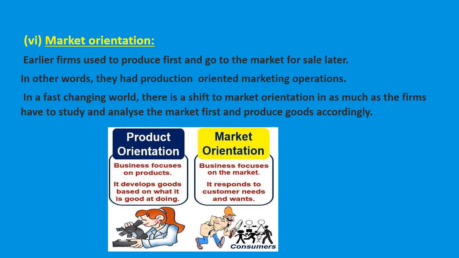So the next one is market orientation. What is market orientation? Earlier, firms used to produce first and then go and sell it in the market. This is something I've repeated again and again in the marketing chapter. Before, organizations used to produce their products, then go sell them in the market, and everybody would buy the products. But now it's the other way around.